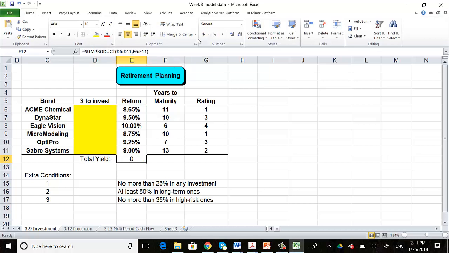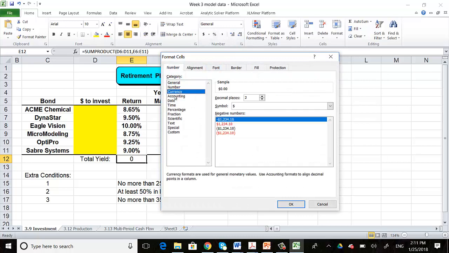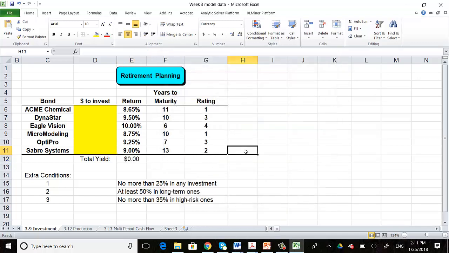And here I'm going to format this one to currency. Do not use accounting, okay? Using accounting will give you some problems. Use the currency. Did you try using the accounting format? No. Some of you did? If you try it, it will give you problems when you solve.